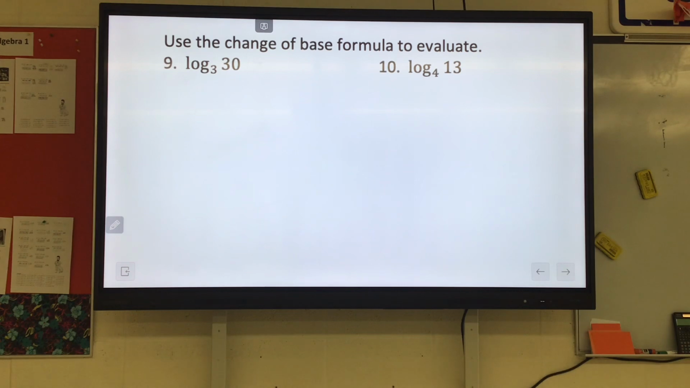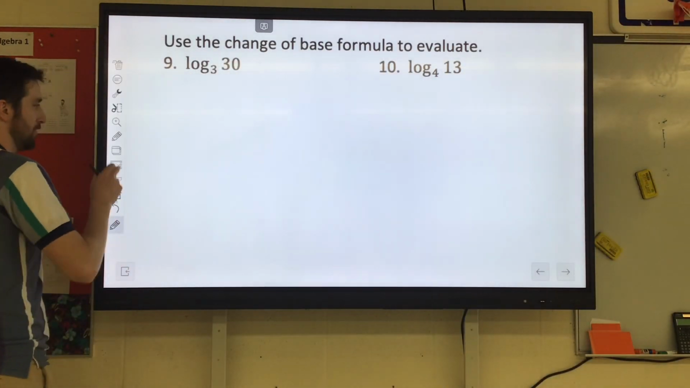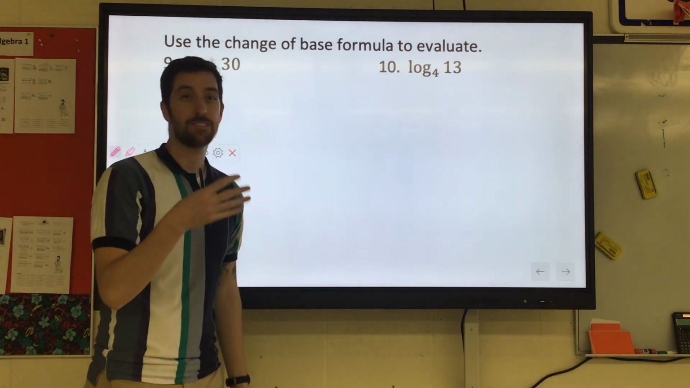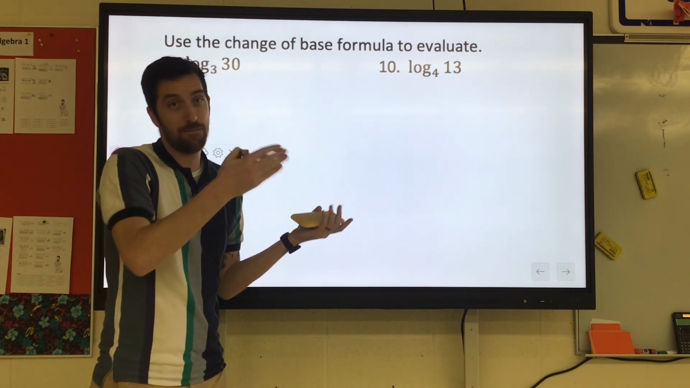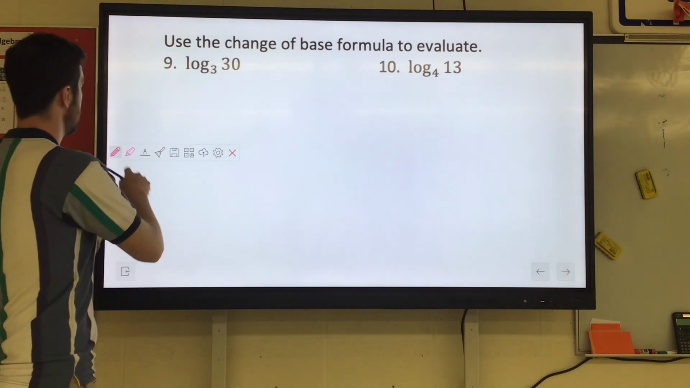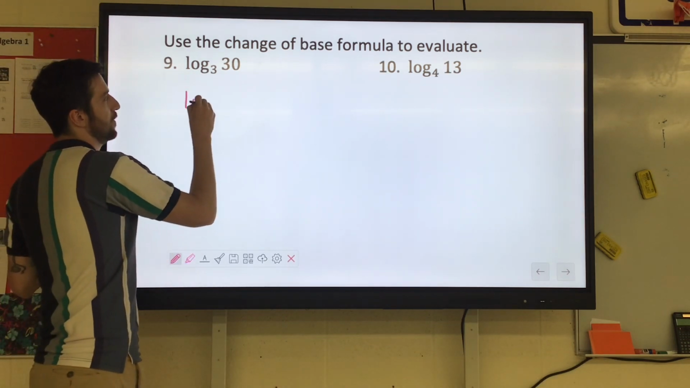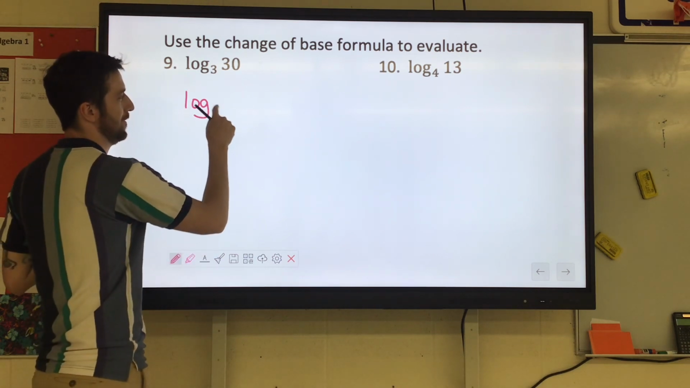So what I was just saying is, we're trying to figure out 3 to the something power gives us 30. And 3 to the 3rd is 27. 3 to the 4th is 81. I can't get 30. It'll be between 3 and 4. So what you can do is the change of base formula. Really all you have to do is, we're going to change them both to base 10, which means you don't even write anything in the subspot.